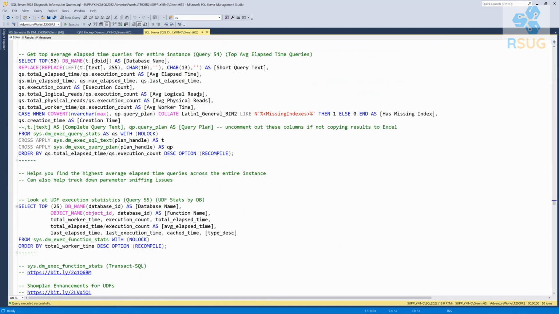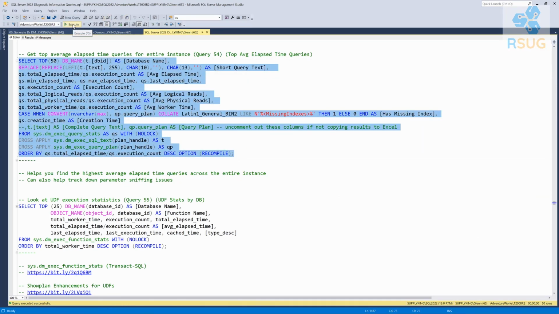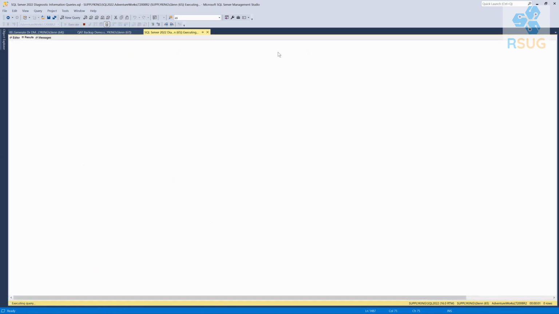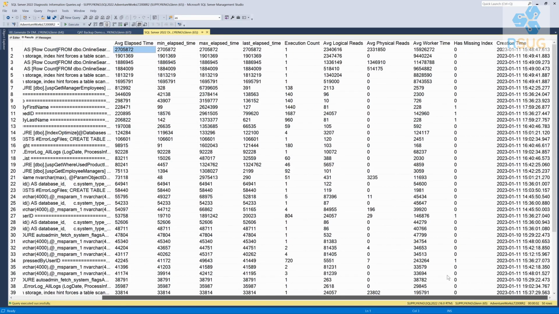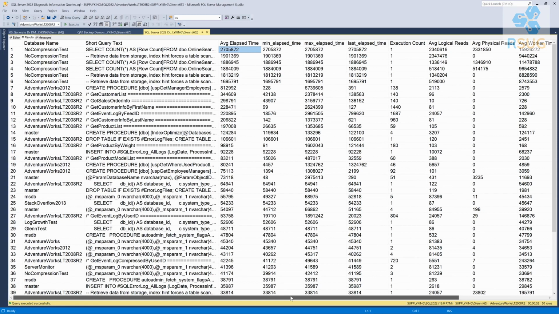All right, the next one in the set takes a long time to run in real life sometimes, but it's looking for the queries that have the top average elapsed time across the entire instance. Again, these elapsed times are in microseconds, not milliseconds. If you've got some query that is taking 10 minutes or 30 minutes, and you spot it here, and you get lucky and there's a missing index warning, maybe you can make a big difference. Or maybe you can tune that query and make a big difference. This helps you find those possible candidates for your attention.